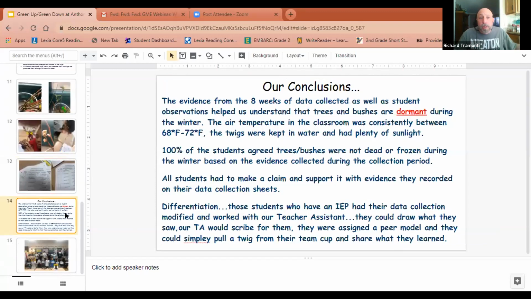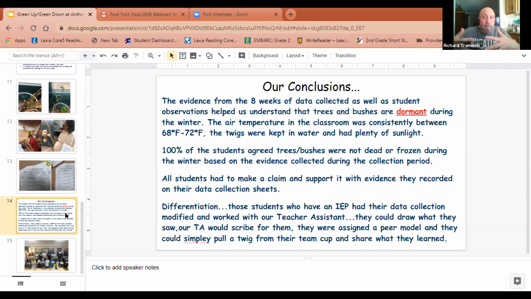So we came up with some conclusions, right? Our last day in school was March 13th, so the evidence was collected over about 8 weeks. We talked about the word dormant. We worked on that word, and they used it in their vocabulary. They did some noticing. The air temperature in the classroom was consistently between 68 and 72 degrees Fahrenheit. The twigs were kept constantly in water, and they had plenty of sunlight during that entire time.